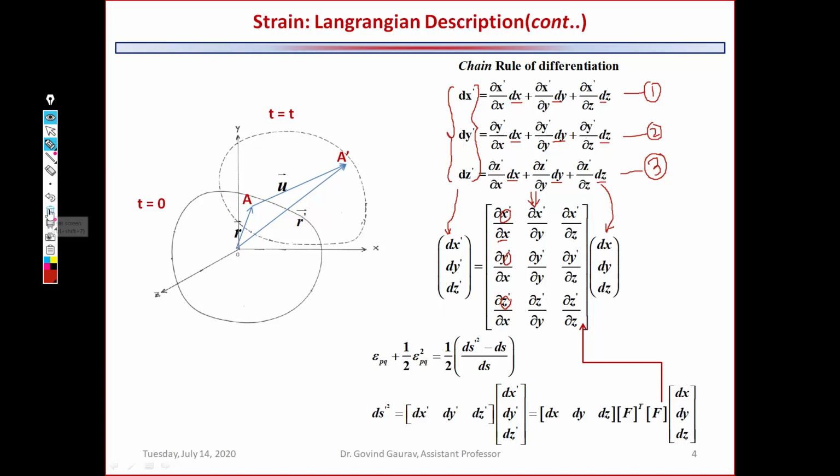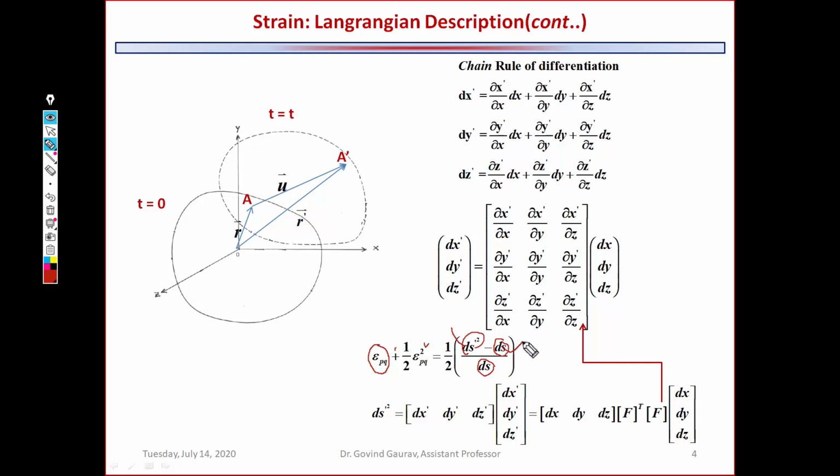Now we need to define the strains. The strain is defined by strain in PQ plus 1 by 2 strain PQ whole square is equal to 1 by 2 times ds dash whole square minus ds whole square, divided by ds whole square. So ds dash is the final length and ds is the initial length. In the Lagrangian description, it is always with respect to the initial configuration. The length in the initial configuration is given by ds.